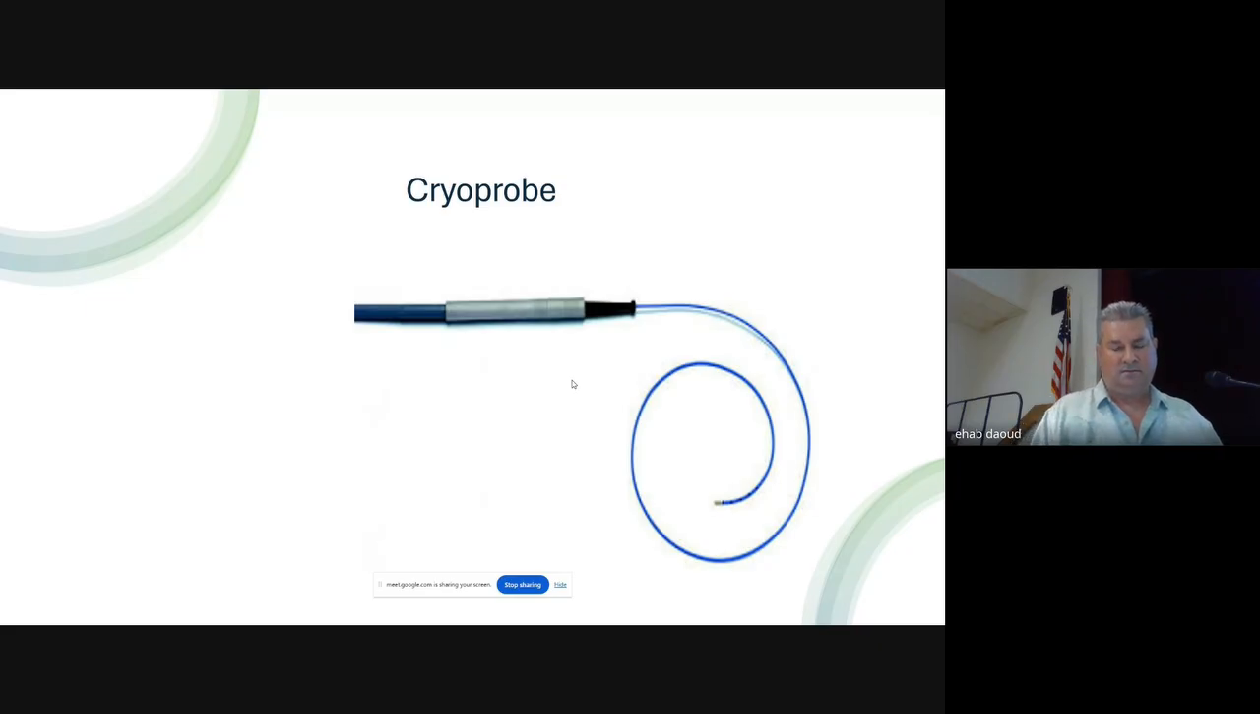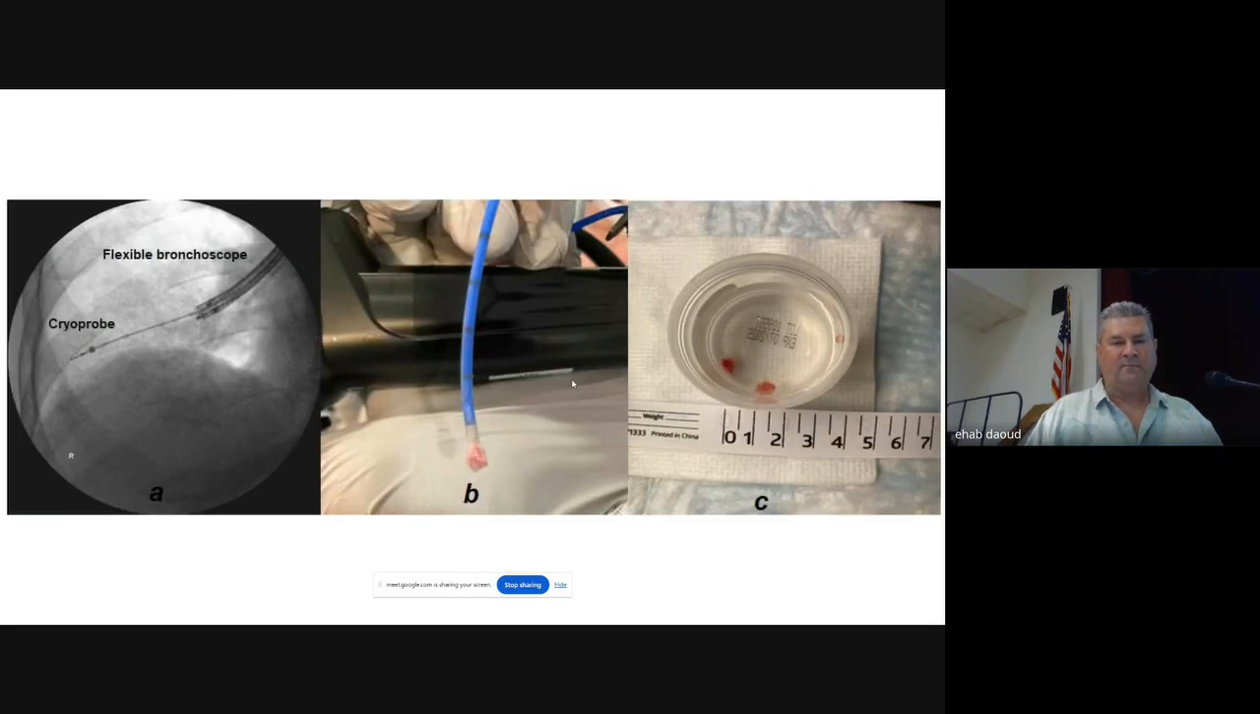So here's some photos of us using the cryo in a bronchoscopy case where we'll navigate out to a peripheral lesion and then put the cryo probe, a little one, out into the periphery to do a biopsy. So you can get a nice chunk of tissue, as you can see in the middle there, when you want to do a biopsy.